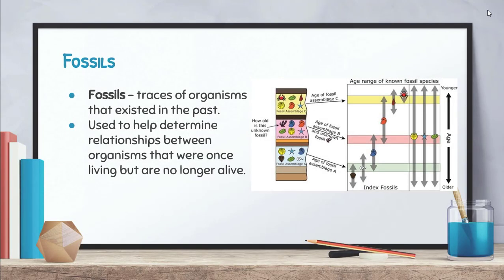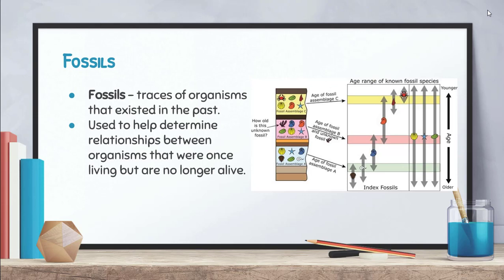Fossils are traces of organisms that have existed in the past. You probably know this already. That helps us understand relationships between organisms that were once living but are no longer alive. This is a good example of how we can determine the age of species and their relative ages. If you look at the picture on the right, there's a diagram of different fossils, and you can assume that the top is the newest soil, closer to the surface, and as you go down, typically the age of the fossil gets older.